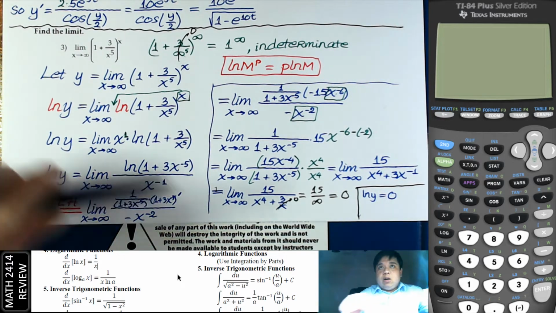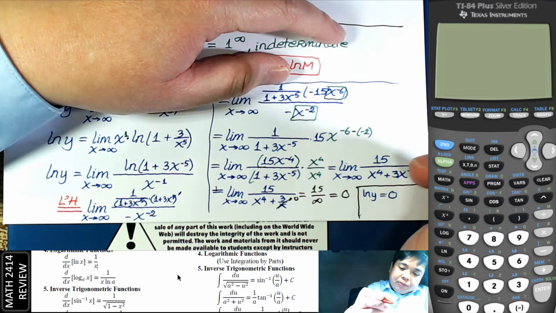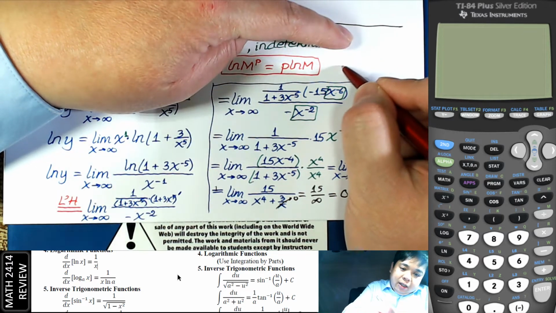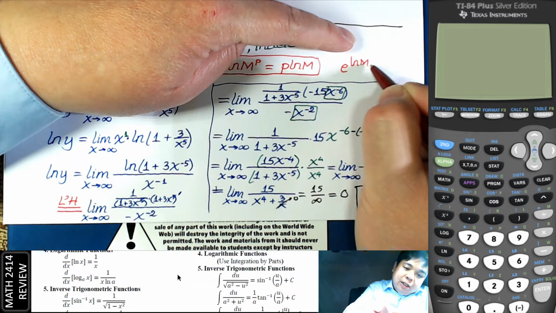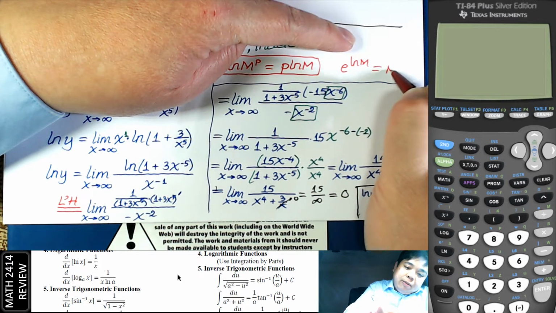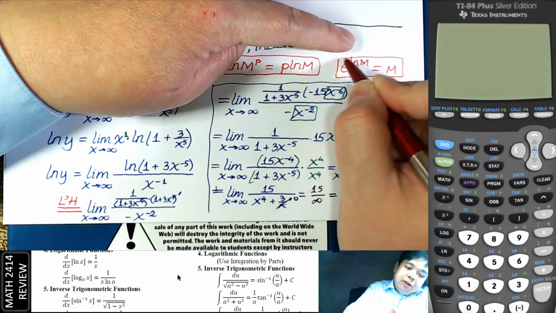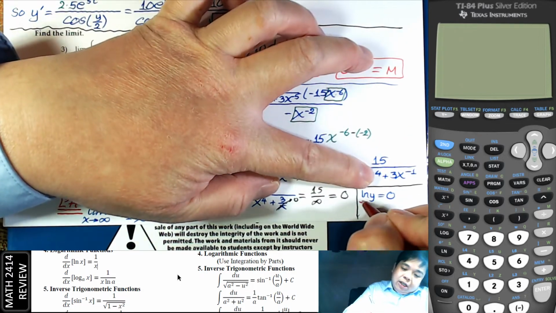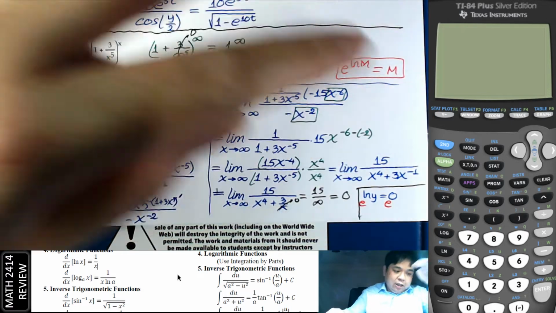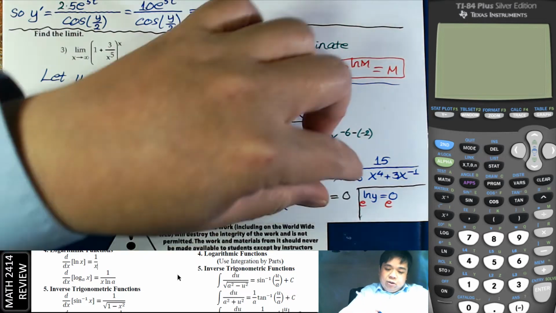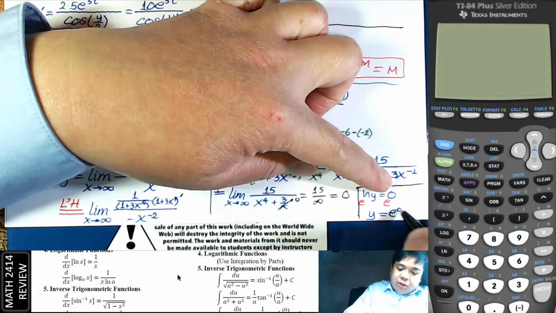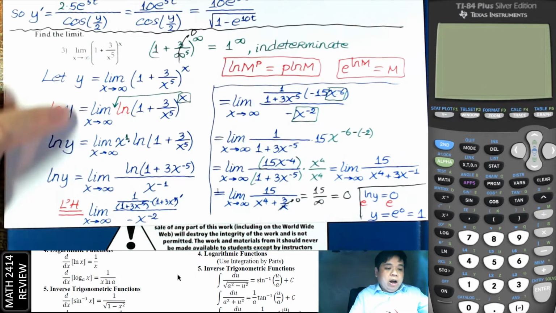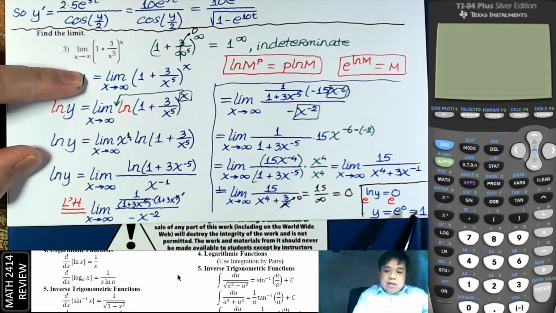Now we use another property here. e to ln of something, they cancel out, just the something. So now we take e on both sides. e and ln cancel out. So that is y equal to e to the 0 power, which is 1. Now y is that limit, so that limit is equal to 1.